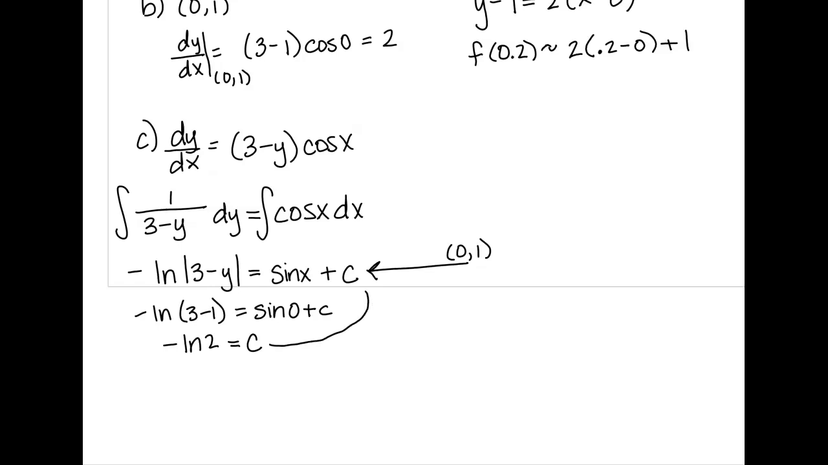So where do I go? Oh no, I have no idea. Wait a minute. Yes, I do. Exactly where I put the arrow. So I have negative natural log of 3 minus y equals sine of x minus natural log of 2.